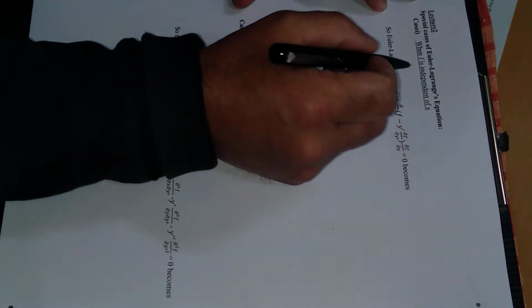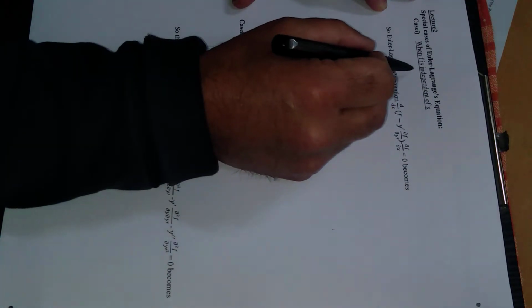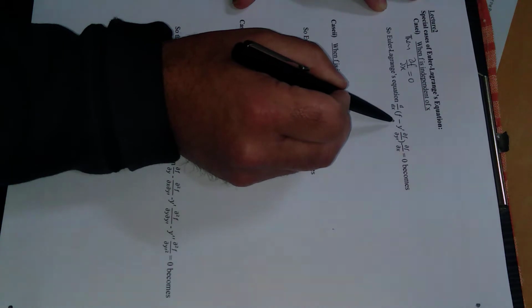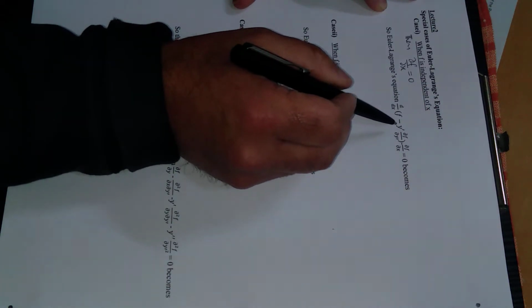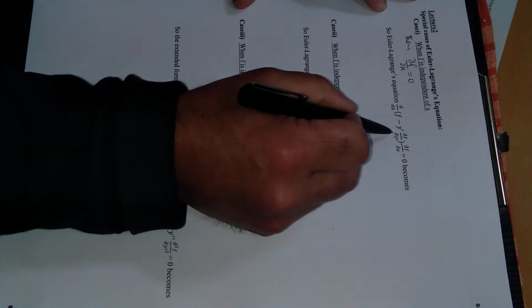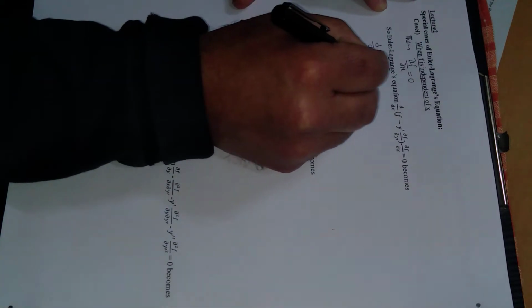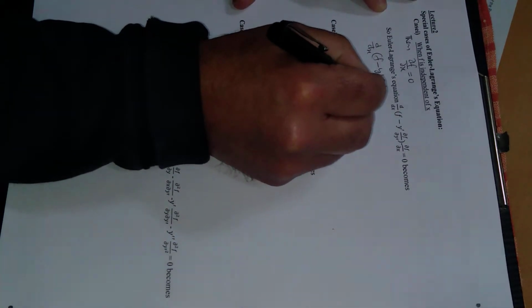Case 1 is the Euler-Lagrange equation when f is independent of x. F is independent of x means the partial derivative of f with respect to x will be equal to 0. The Euler-Lagrange equation, as per note 2 of the previous lecture, is another form of the Lagrange equation. So this term will be 0, and this will become the derivative with respect to x of f minus y dash times the partial derivative of f with respect to y dash, equal to 0, because this term is 0.